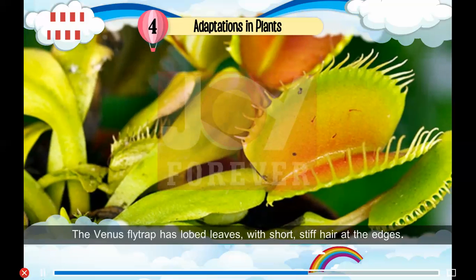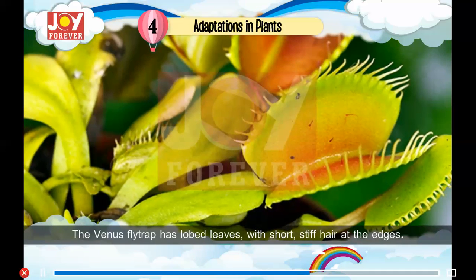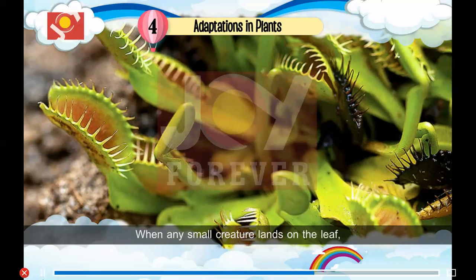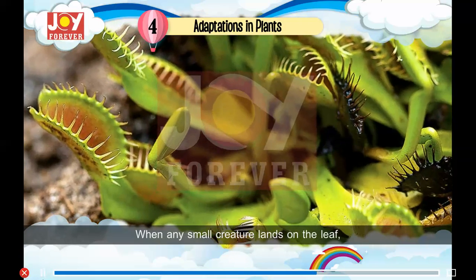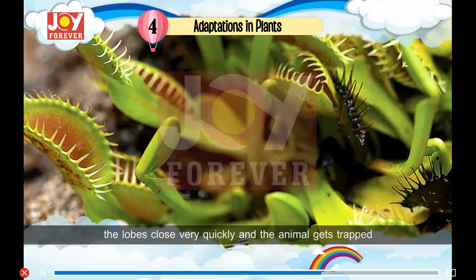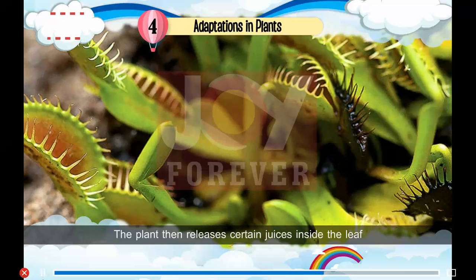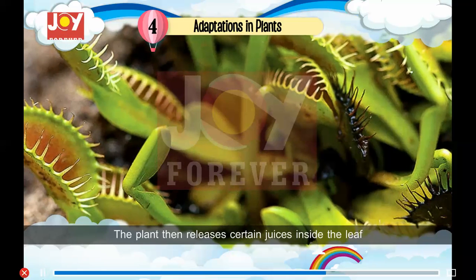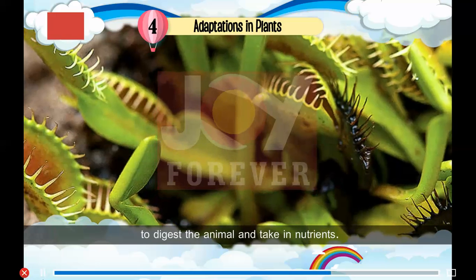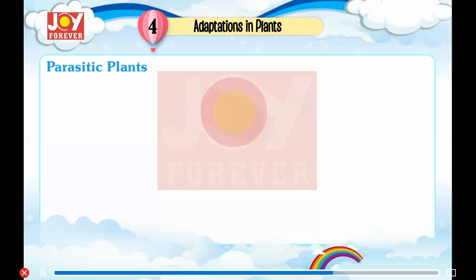2. The Venus flytrap has lobed leaves with short, stiff hair at the edges. When any small creature lands on the leaf, the lobes close very quickly and the animal gets trapped in the interlocking bristles. The plant then releases certain juices inside the leaf to digest the animal and take in nutrients.